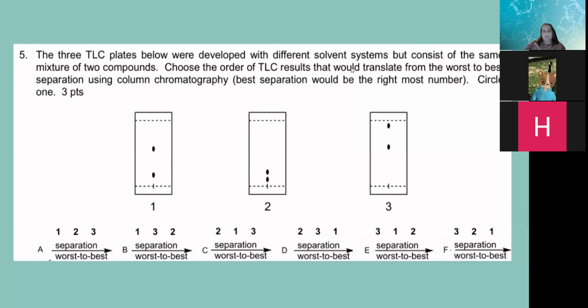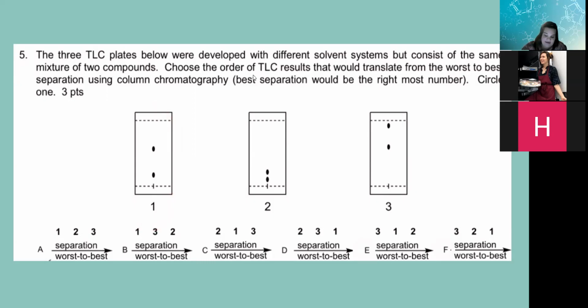All right, let's go ahead and go over this. There seems to be just a small bit of confusion here. These three TLC plates were developed with different solvent systems, but they have the same two compounds mixed within them, okay? We want the order that will have them going from worst to best separation using column chromatography. So just about all of you got it, right? One is the best. Hands down, no doubt about it.